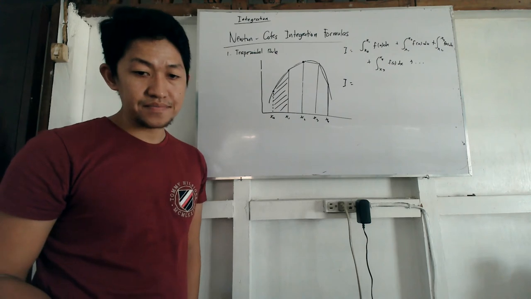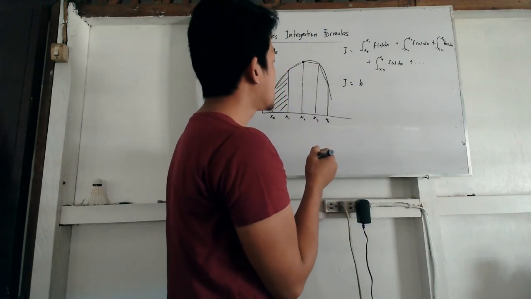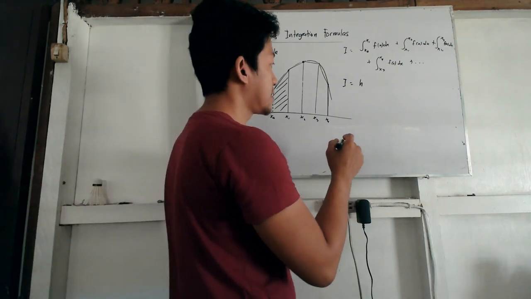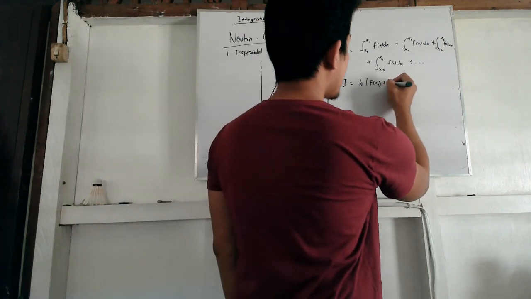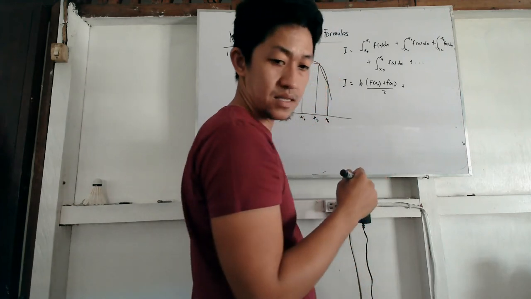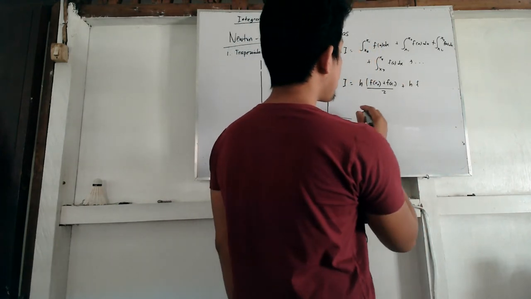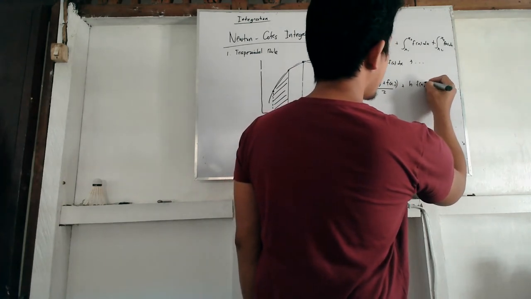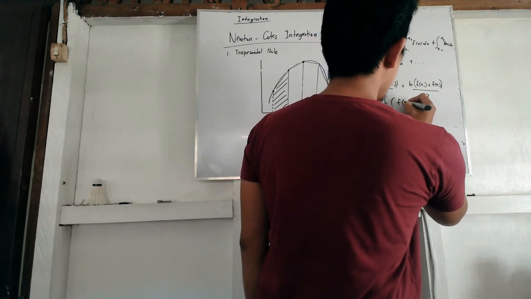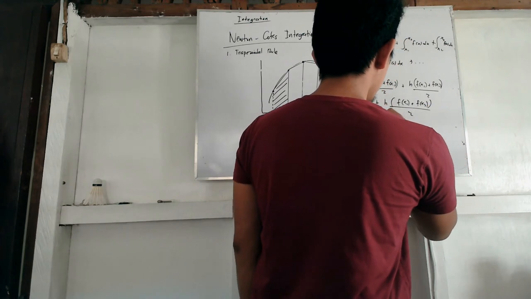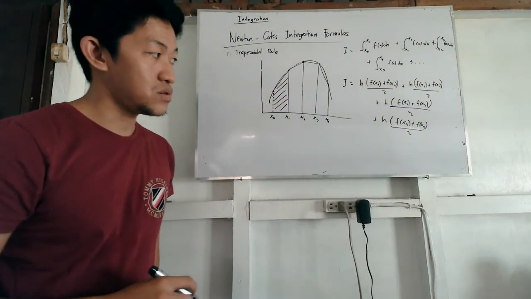equal to h times f of x0 plus f of x1 over 2, plus h times f of x1 plus f of x2 over 2, plus h times f of x2 plus f of x3 over 2. Now, what is h?